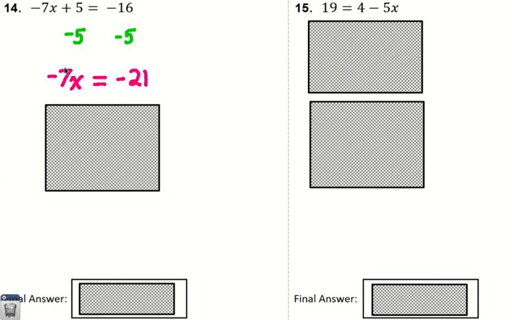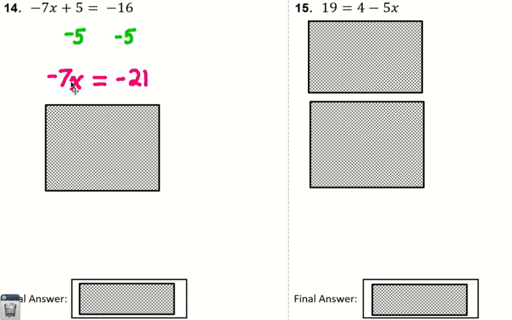We have a negative 7x remaining over here, and negative 16 minus 5 is negative 21, people. If you're going to do this in your head, make sure you are 1,000% sure. If not, you might want to check your calculator anyway, even if you're pretty sure. Because negative 16 minus 5 is negative 21.